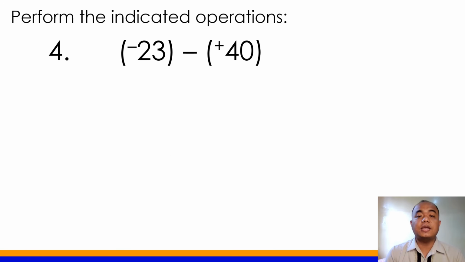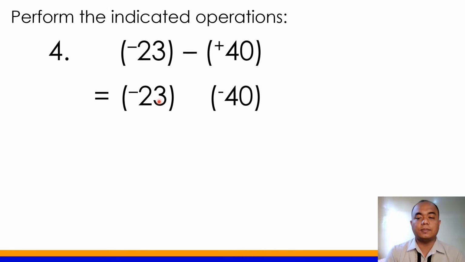Now, negative 23 minus positive 40. So, follow the step. Same procedure pa din. Change yung ating sign ng subtrahend. Yung positive 40 magiging negative 40. And then, of course, kukopyahin lang natin yung negative 23 na minuend.